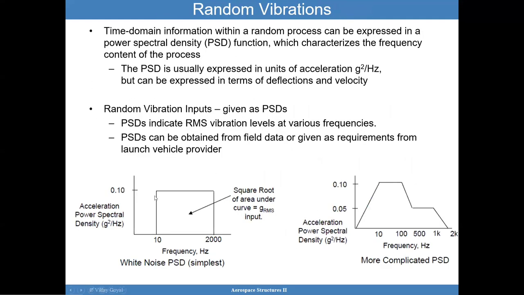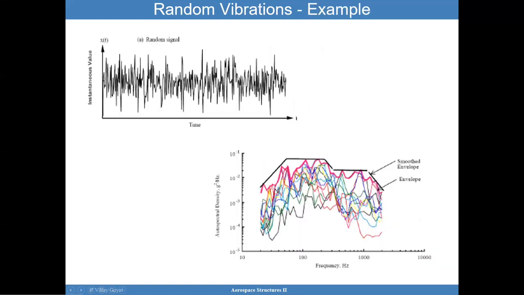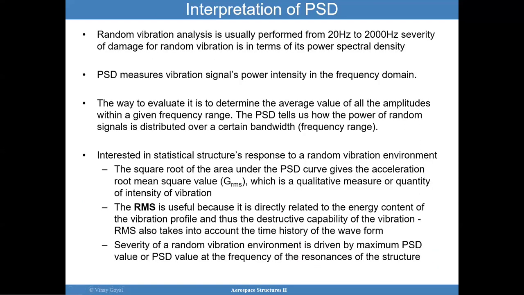The square root of the area under this curve gives me GRMS, the root mean square. And the higher the GRMS, the more potential for damage. So the RMS is useful because it is directly related to the energy content of the vibration, and so it tells us a lot about the destructive nature of the vibration.